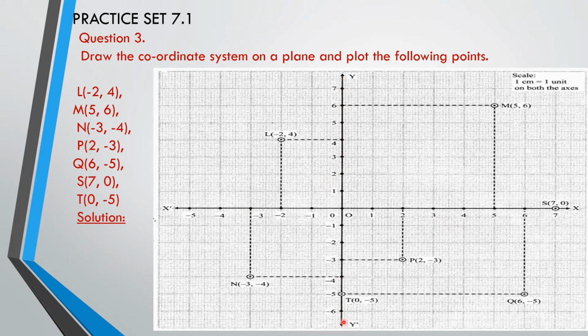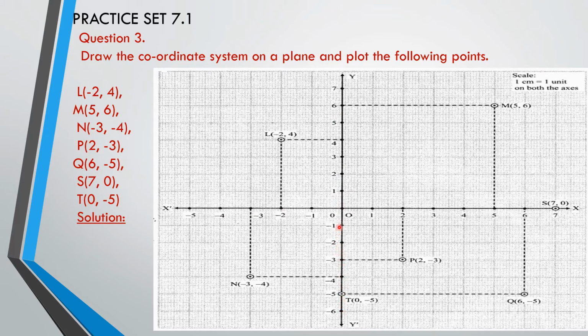And the point of intersection of the x-axis and y-axis is the origin, represented by the letter O, whose coordinates are 0 and 0. And on the x-axis, the right of zero are positive numbers and the left of zero are negative numbers. And on the y-axis, above zero are positive numbers and below zero are negative numbers.